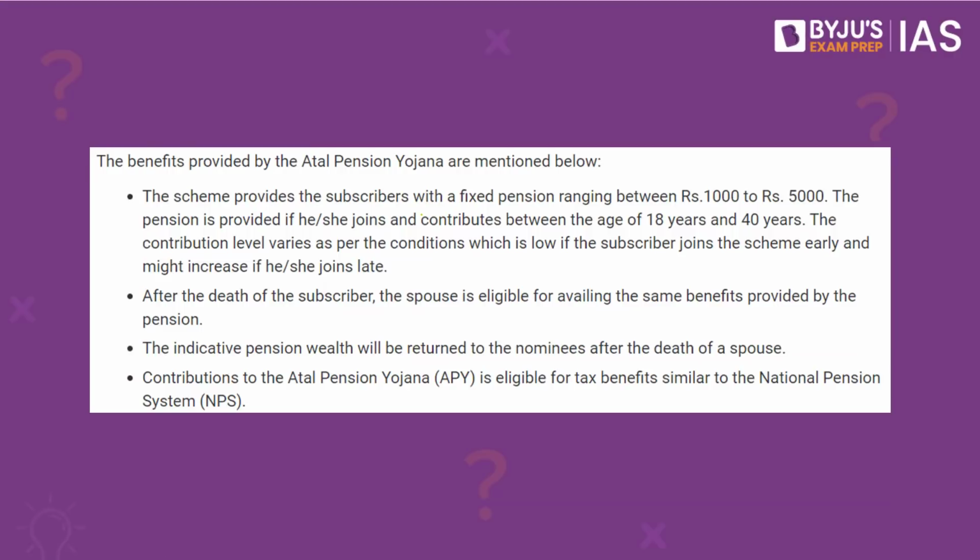The scheme provides the subscriber with a fixed pension, anywhere in the range of 1000 to 5000, after the age of 60. So if a person is paying money up until the age of 40, after 60 years he would be getting the pension. But if there is the death of the subscriber, the spouse is eligible for availing the same benefits provided by the pension.